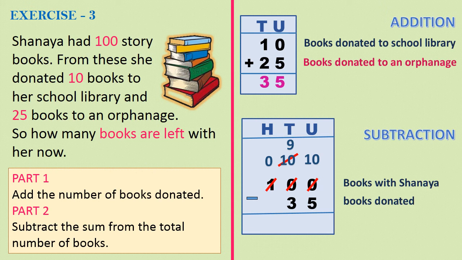So now in units house we have 10 minus 5 is 5, and in tens house we have 9 minus 3 is 6, and we have 0 left in hundreds house after borrowing. So 65 books are left with Shania.